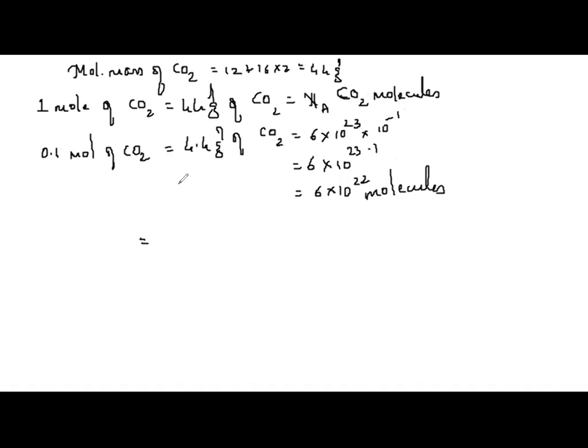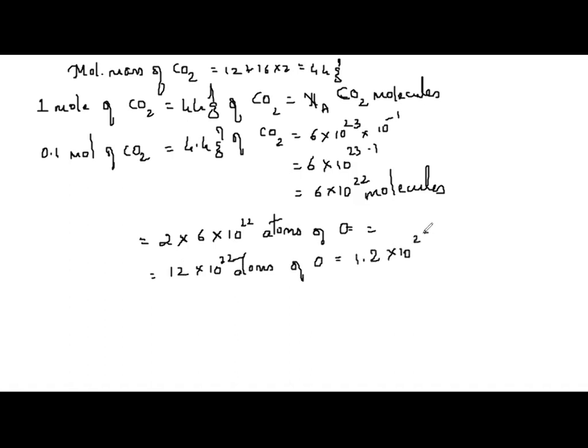So that is equal to, carbon dioxide has got 2 oxygen atoms. They have asked number of oxygen atoms, right? So carbon dioxide, if it was carbon monoxide, I would have written 1. So carbon dioxide has got 2 oxygen atoms. So 2 into 6 into 10 raised to 22 atoms of oxygen. So 12 into 10 raised to 22 atoms of oxygen, or 1.2 into 10 raised to 23 atoms of oxygen.